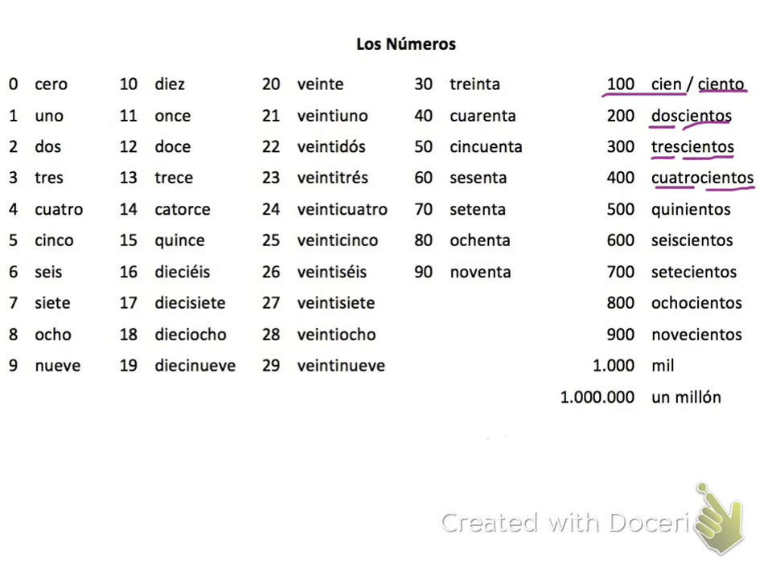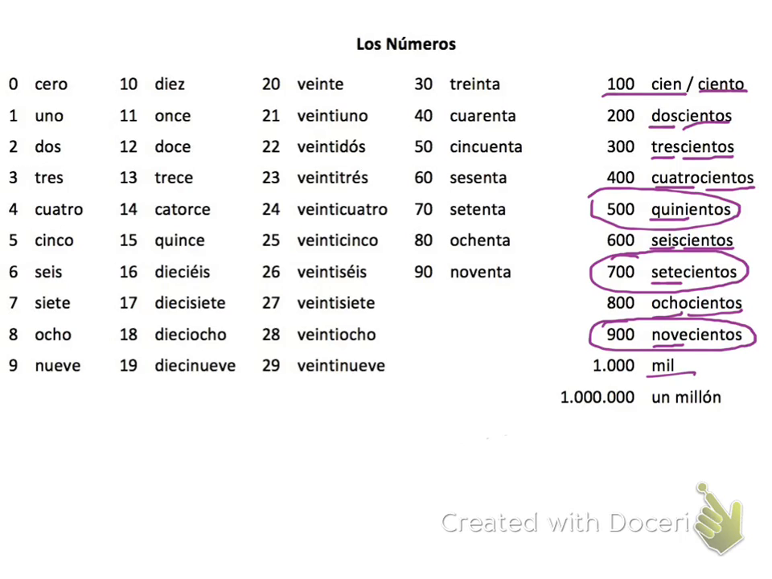Okay, some of the irregulars that we have here are 500, which you would think would be cinco cientos, but it's not, it's quinientos. 600 is just the normal rule. 700 is not sietecientos, it's setecientos. 800 is normal, and then you would think this would be nueve cientos, but it's not, it's novecientos. And then we have 1000 is mil, and 1,000,000, which is un millón, 1 million.